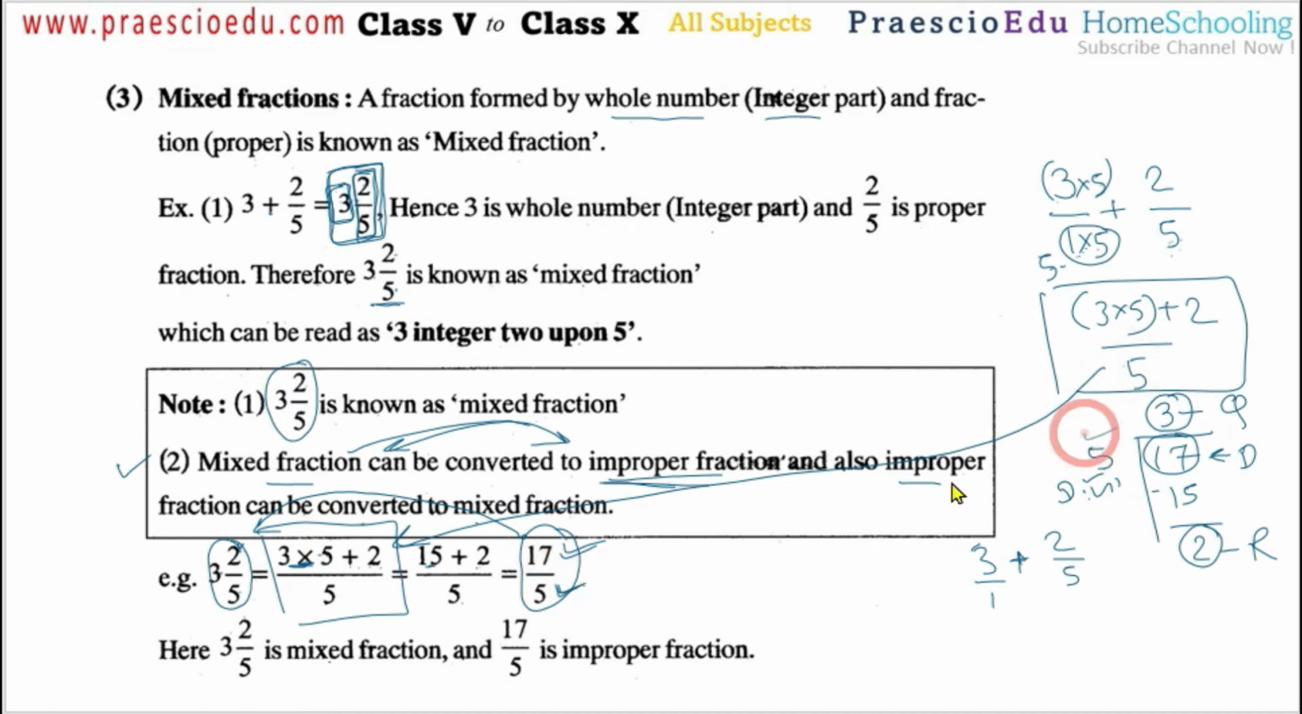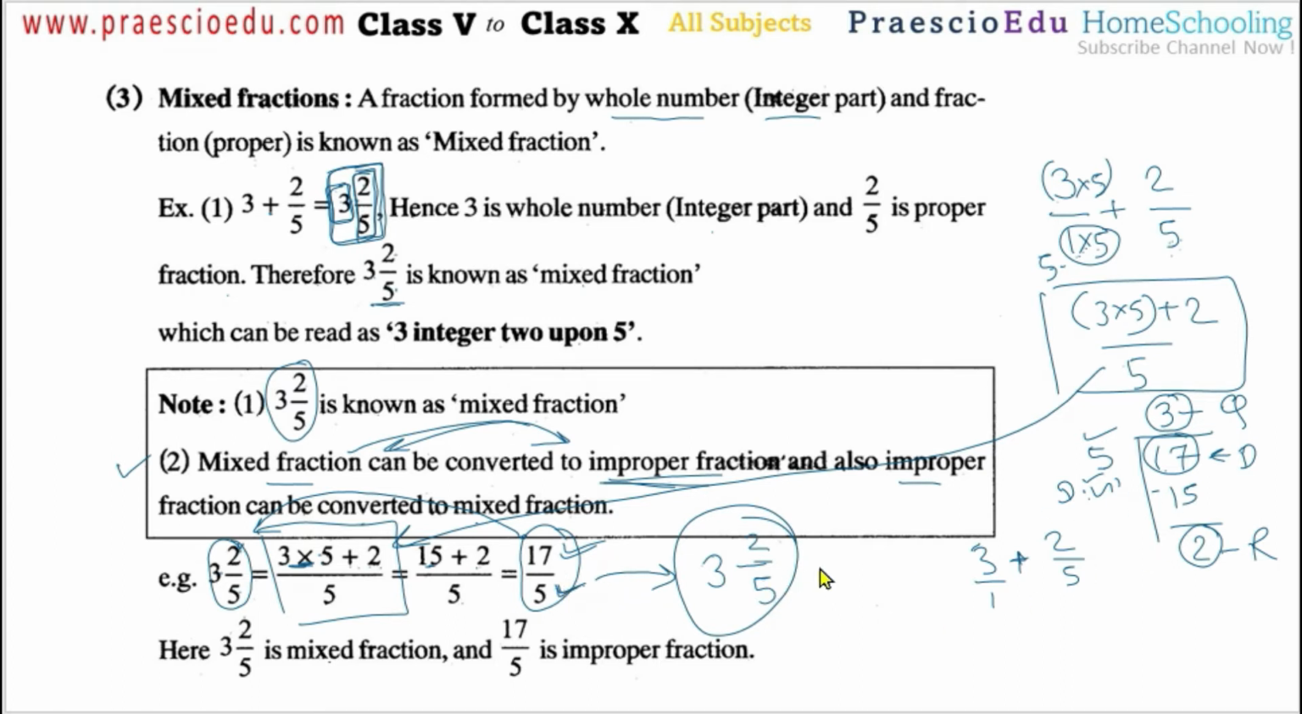Now this we have already kept. Instead of this 17, we have to replace or convert it with the quotient and remainder. The quotient is the complete number, or we can say the whole number. So this 3 stays as it is. After this, the remainder goes in the numerator, which is 2, and the denominator is 5. So this is the conversion of an improper fraction to a mixed fraction.